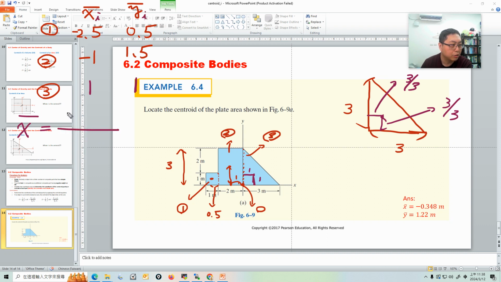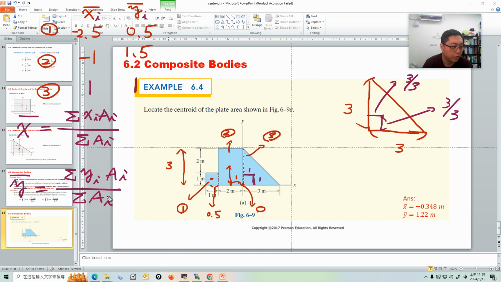Okay, x bar is the summation of xi ai divided by the summation of ai, and y bar is the summation of yi ai divided by the summation of ai. Okay, that's the formula for the summation. You go back to discrete again. That's why the discrete formula is used a lot.